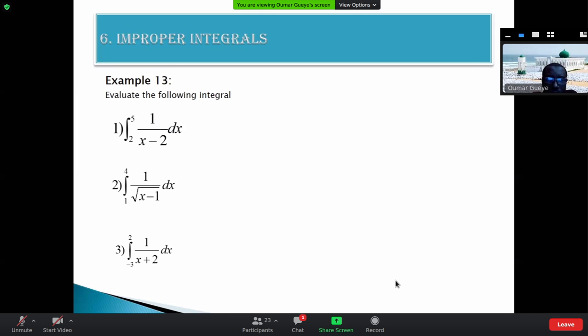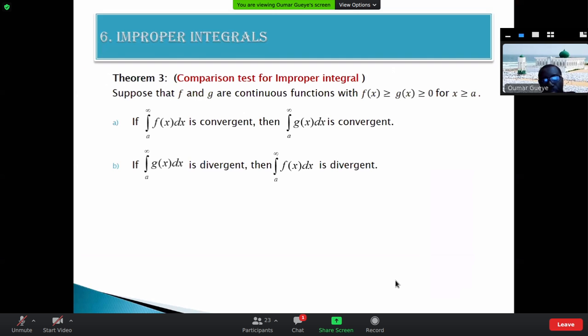All right, so next I'm gonna introduce a new result called the comparison test. And this test gonna help us to conclude about the convergence or the divergence of very complicated integrals. Sometimes our integral could be complicated and we will not be able to calculate it in order to conclude if the integral is convergent or divergent. That's why we will need this test in order to conclude.